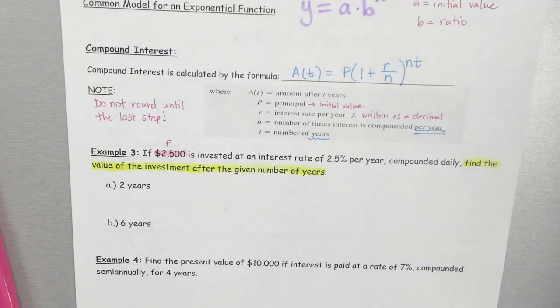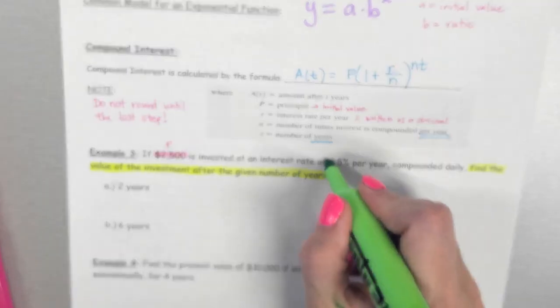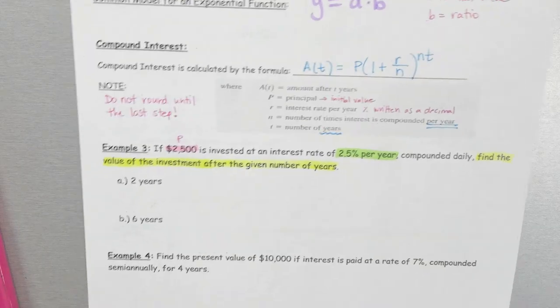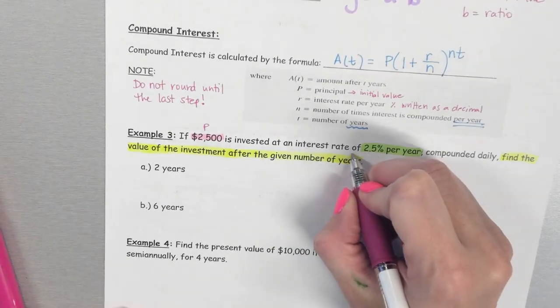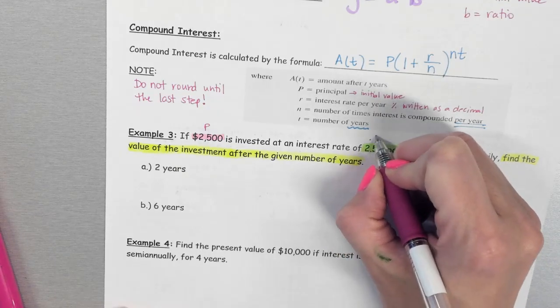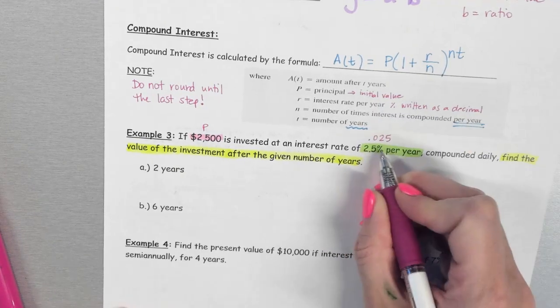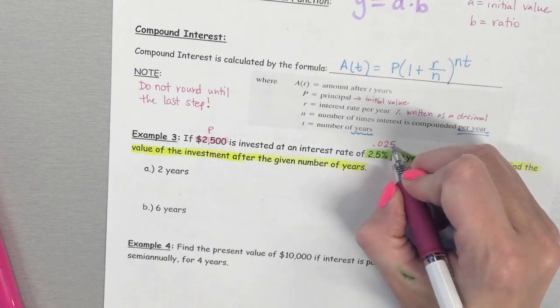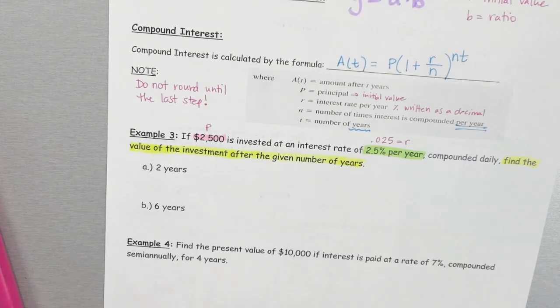The interest rate, which is the 2.5% per year, when you're converting this to a decimal, because percents are out of 100, you just move the decimal back 2 places. So this would be 0.025. That's 2.5%. If you just did 0.25, that would be 25%. And that is going to be your value for R.